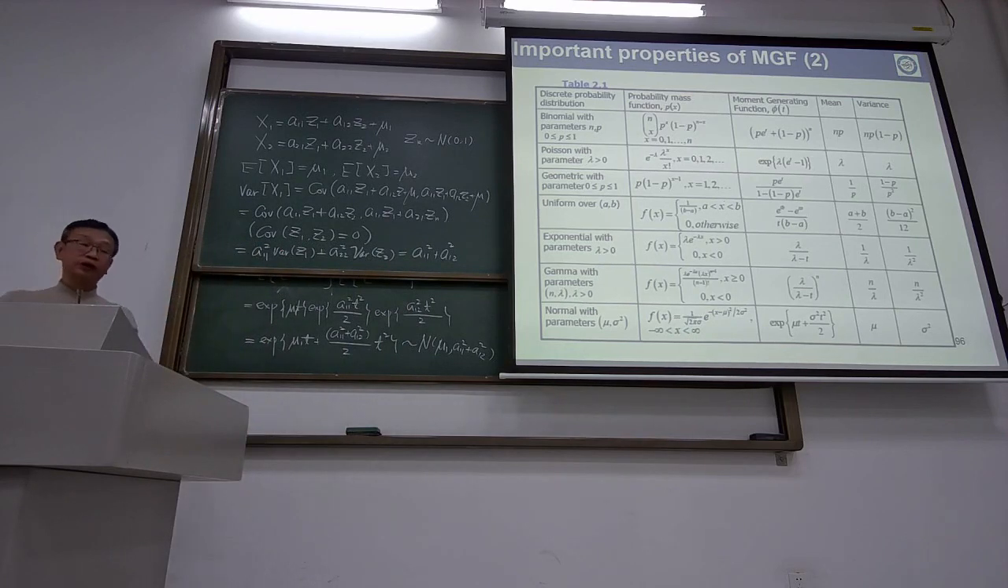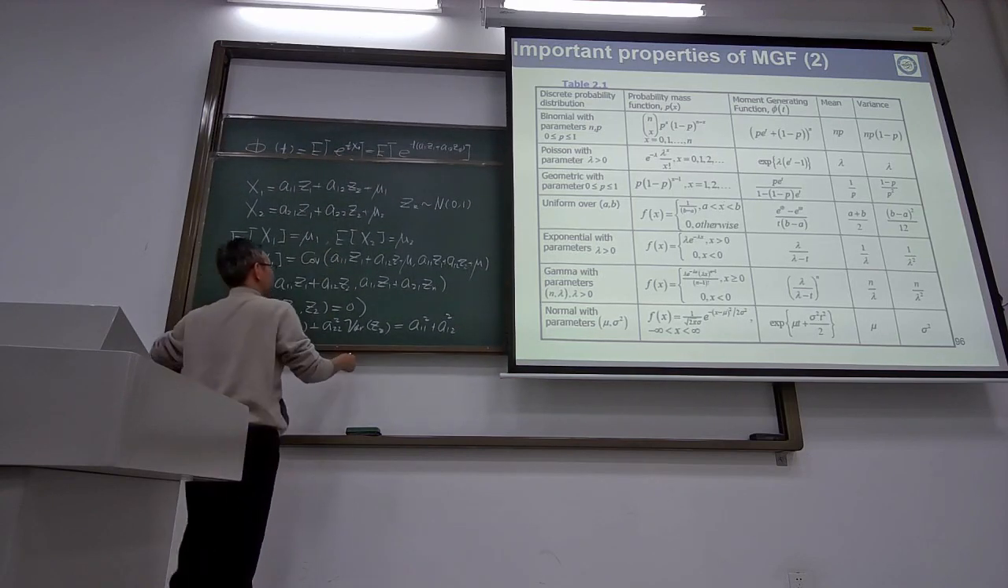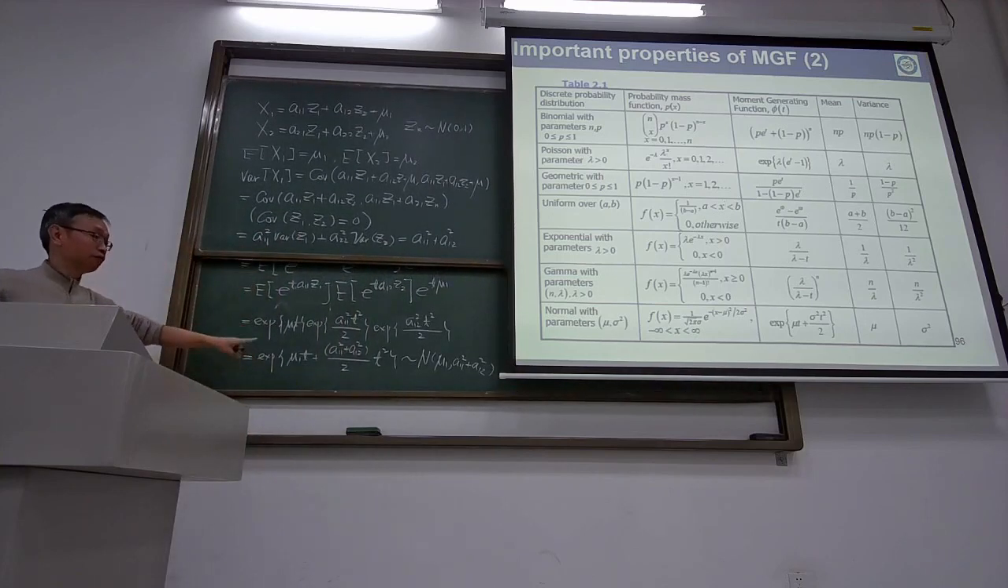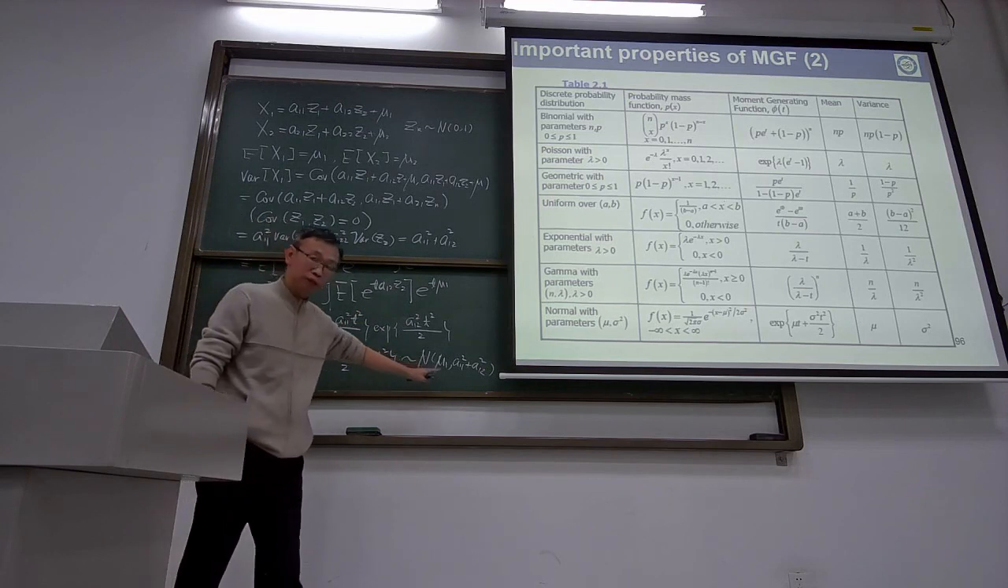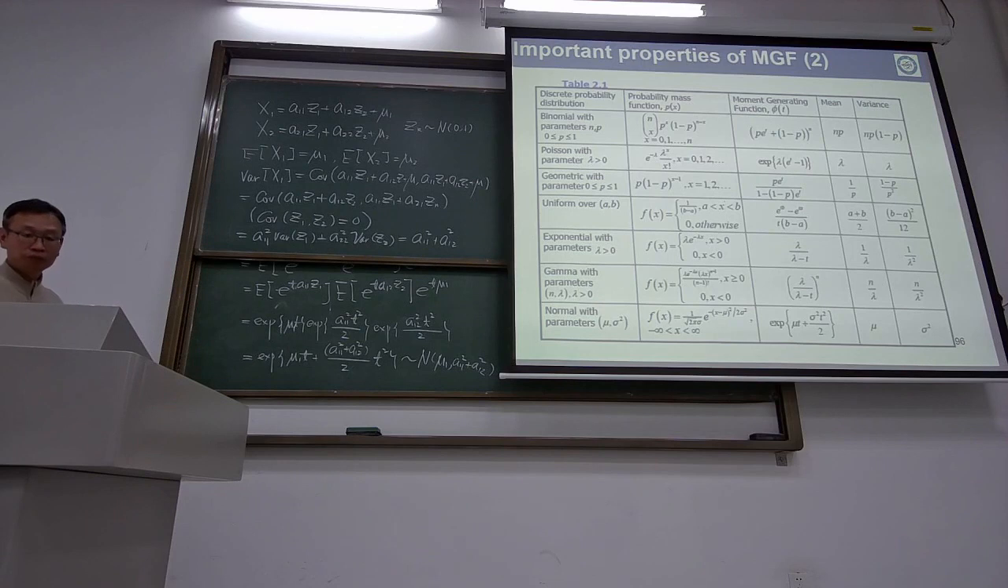I have shown you that under such a setting, X1 follows a normal distribution with these parameters. The same is true for X2.